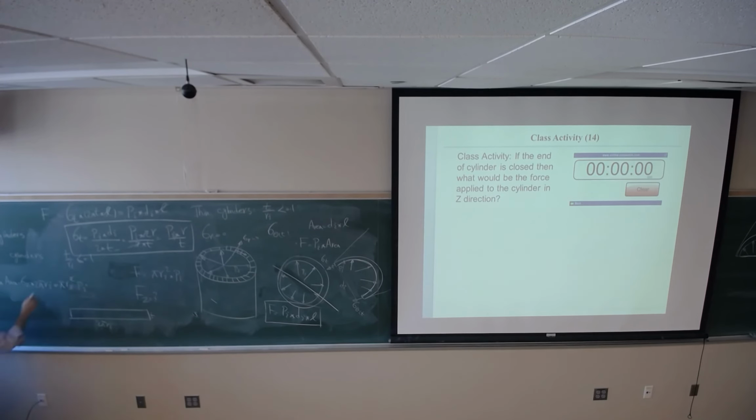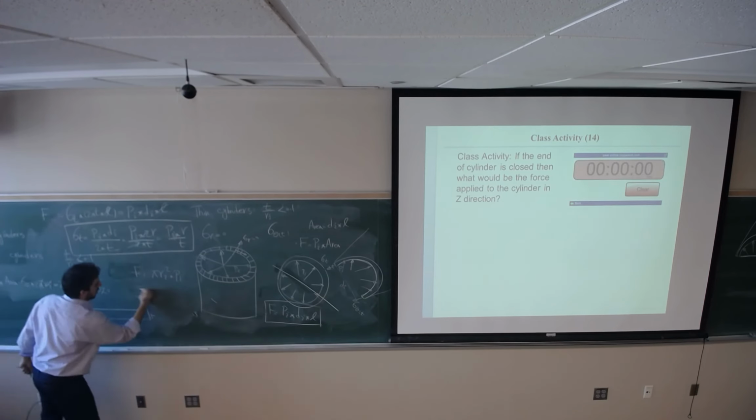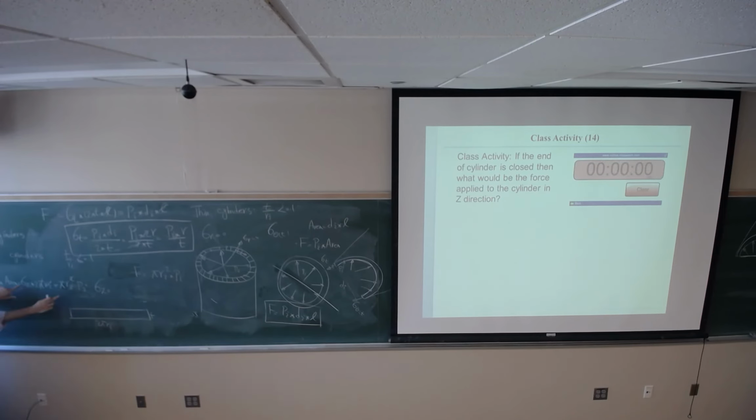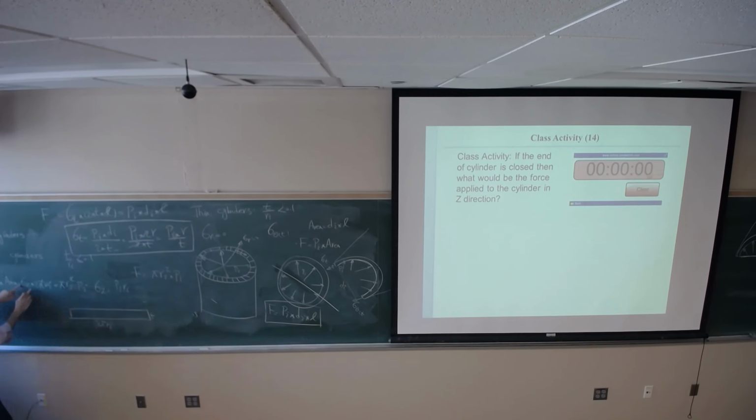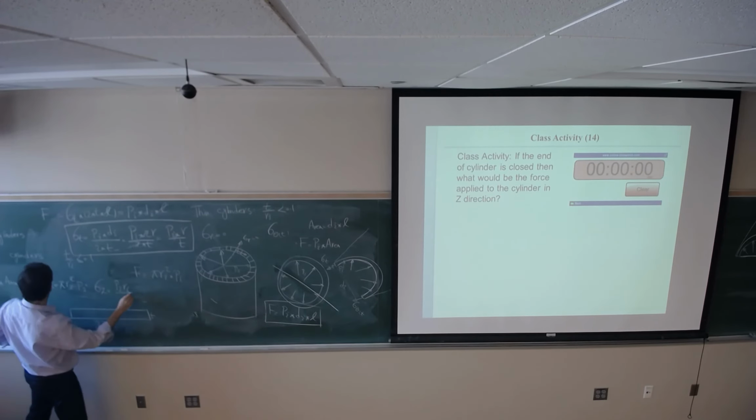I can cancel out one of the Ri, and the pi's can be cancelled out. Sigma z is going to be p Ri divided by 2 times, I forgot t. 2 pi Ri times t, so p Ri divided by 2t.